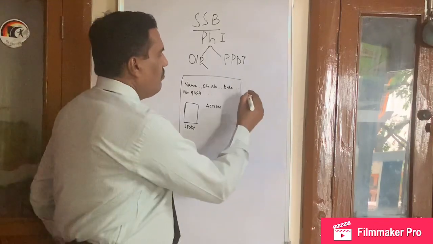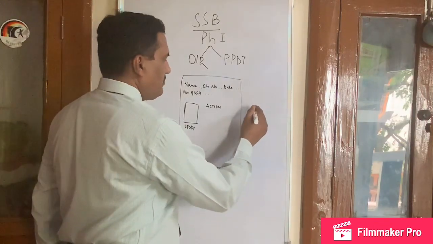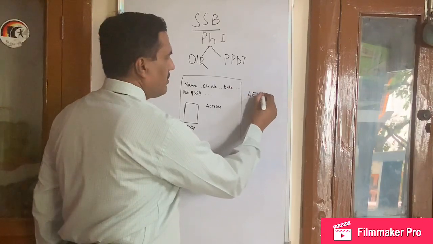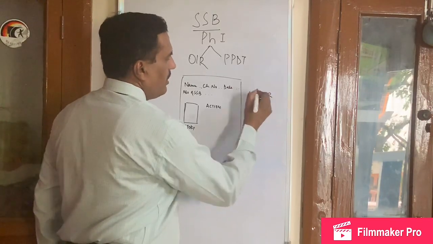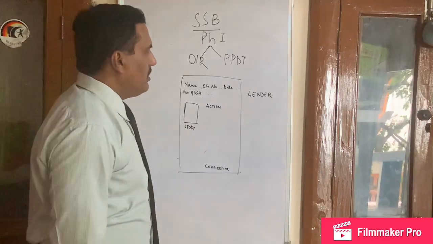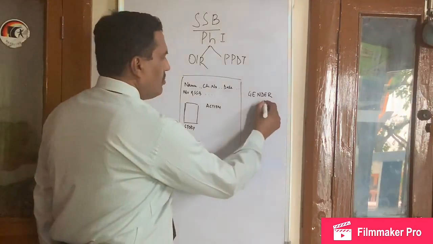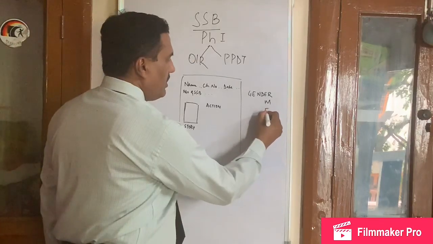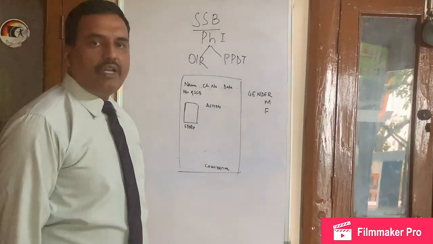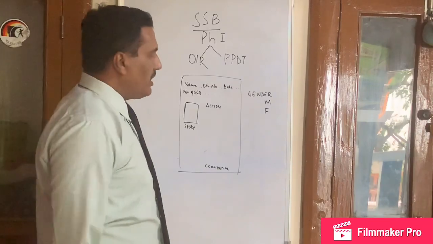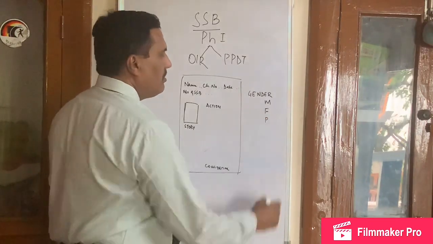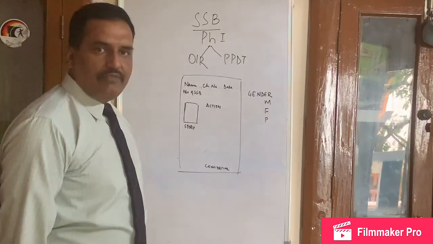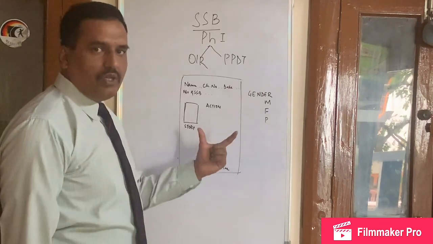First thing is, we want you to identify the gender of that character. If you feel that the gender of the character is male, you will write M for male. If you feel the gender is female, you will write F for female. And if you are unable to identify the gender of the character, you will write P for person. So the first thing you have to identify is the gender of the characters who are there in the picture.